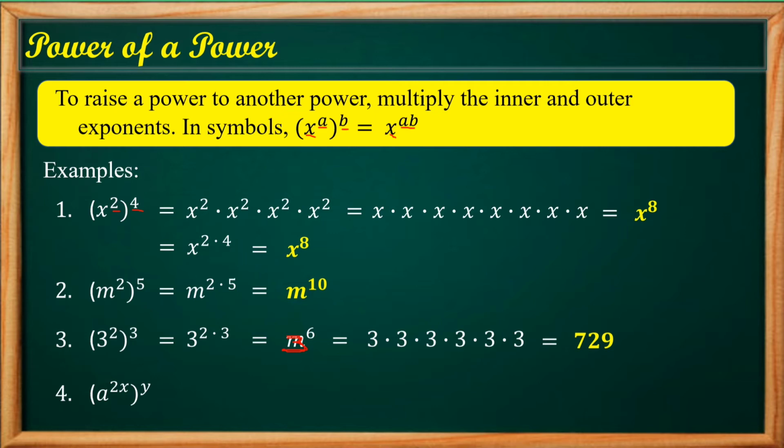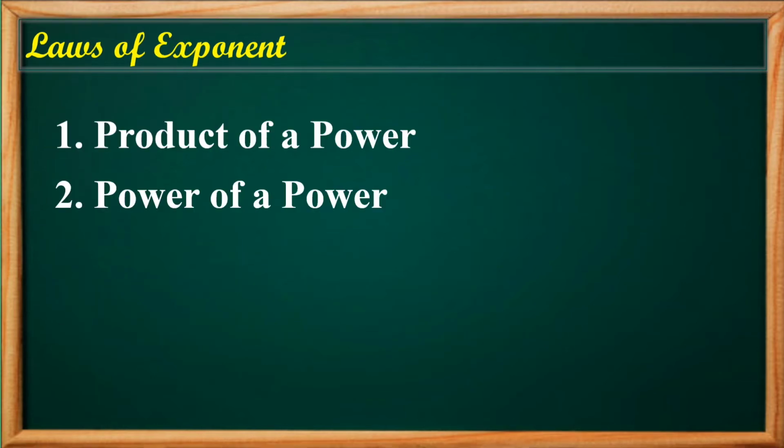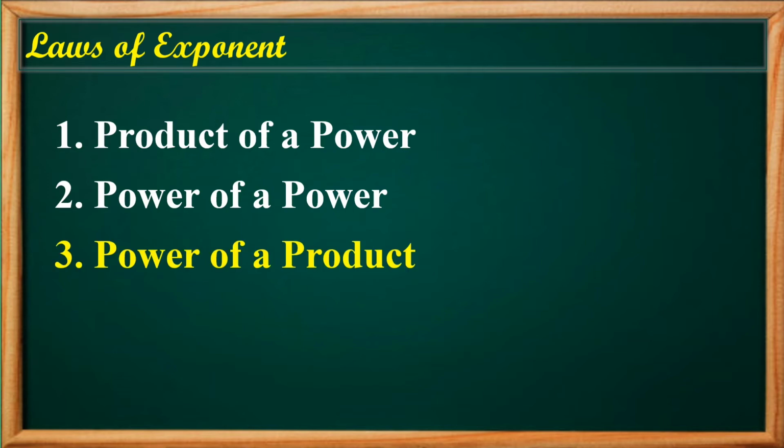Okay, number 4. Okay, ganito. A raised to the power of 2x, raised to the power of y. Then you will have here a, multiply the exponents in inner and outer. Then you will have a raised to 2xy. Okay, that is the second law of exponent. The third law of exponent is power of a product.